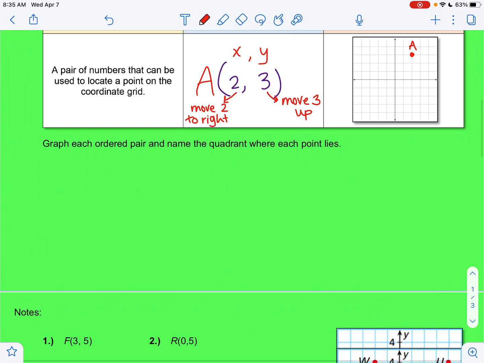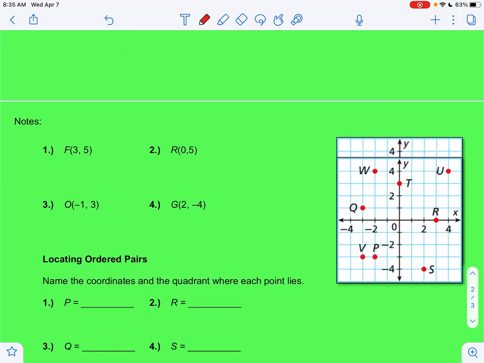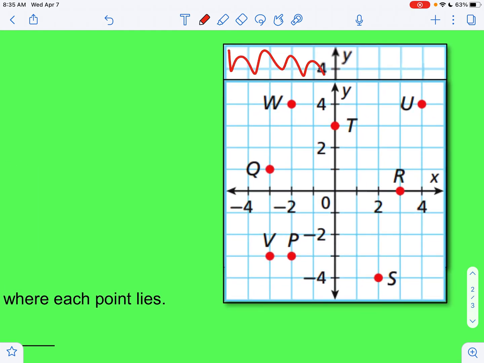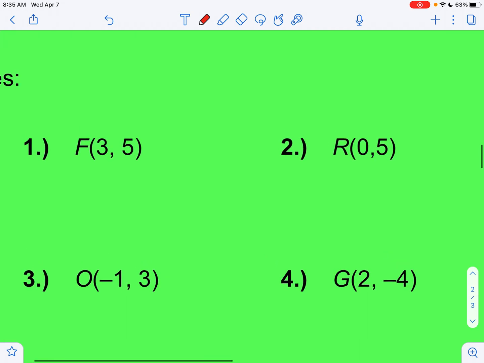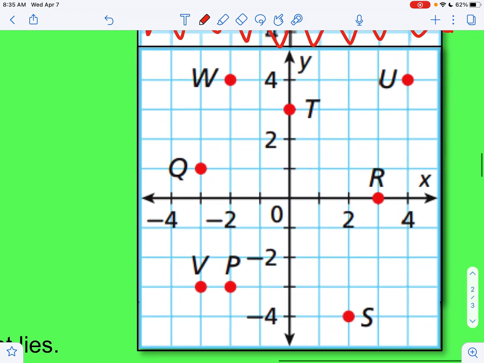Now let's practice. We are going to graph the ordered pairs and name the quadrants where each point lies. This looks a little confusing because this one got cut off on top, so just go ahead and cross that off. We have F, which is 3, 5. So we move 3 to the right and 5 up. We always start at 0, 0.